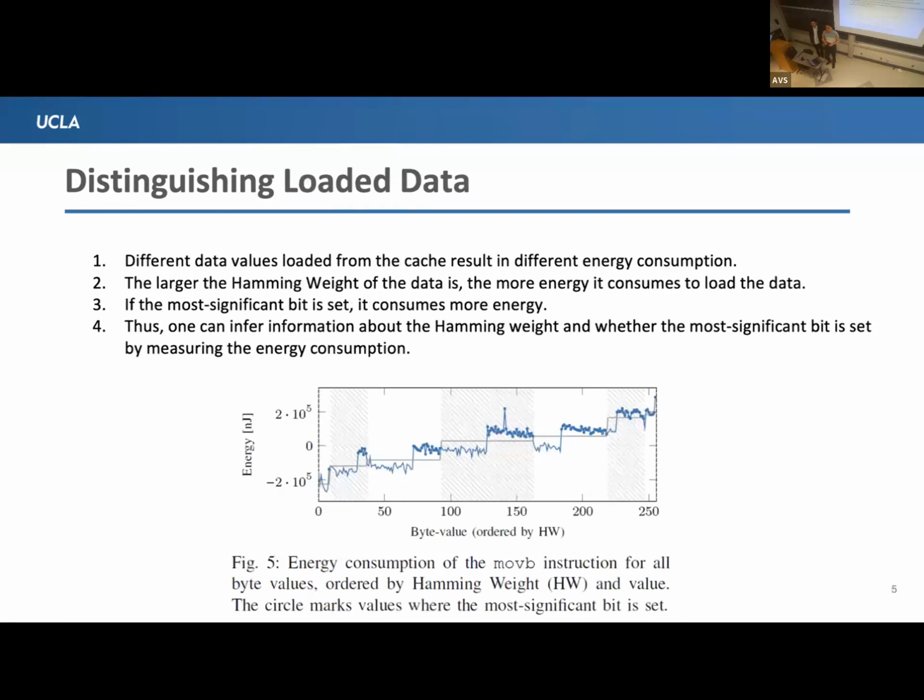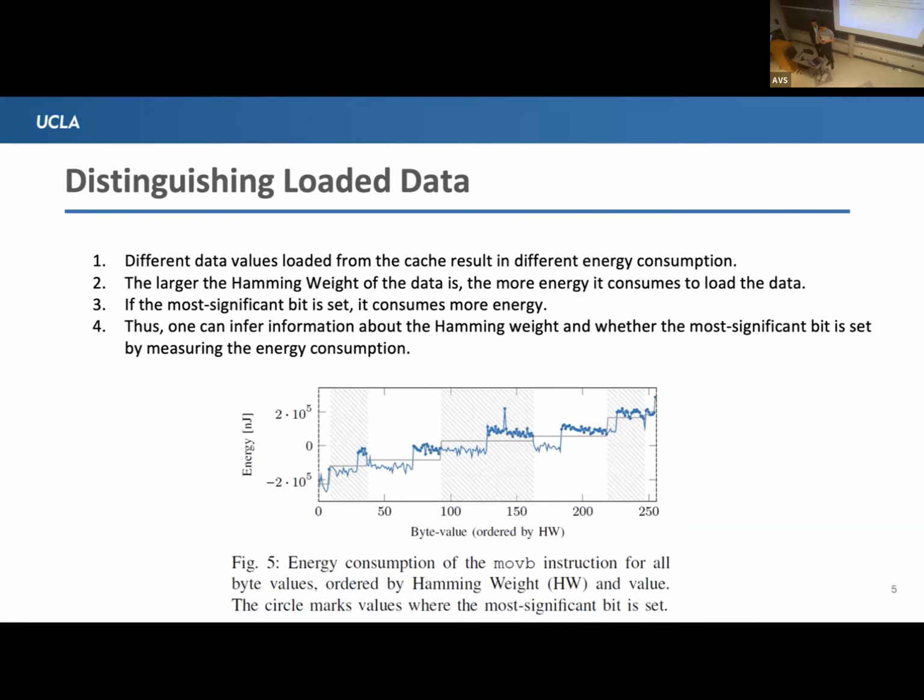The third one is the data value we load. If the Hamming weight of the value is larger, then we should also see that larger power is generated. Besides the Hamming weights, if the most significant bit is set, it also generates more power. And we can see that in the figure below.